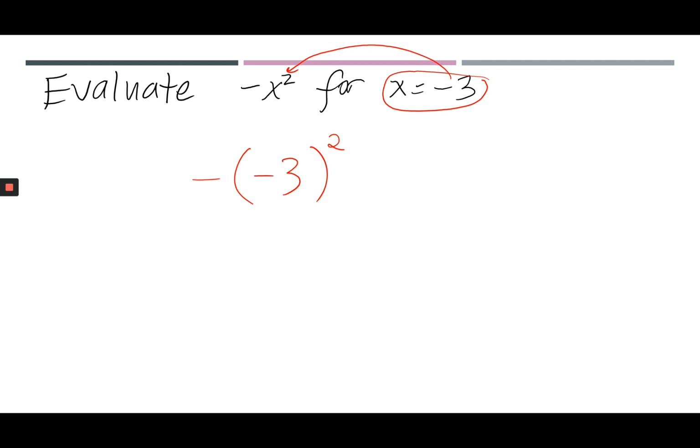Now, exponent first. Let's solve this problem first. -3 squared means -3 times -3. We know that negative times negative is positive. It is 9, right? This is 9, but there is a negative here. It comes from the problem. -9 is my answer.